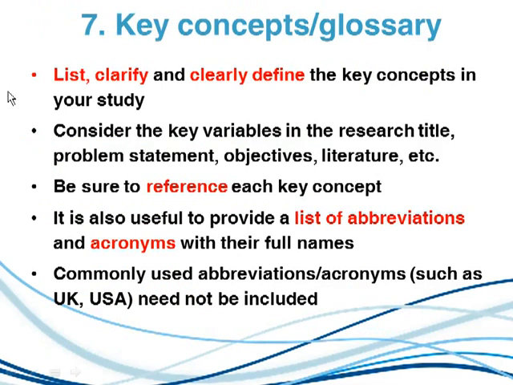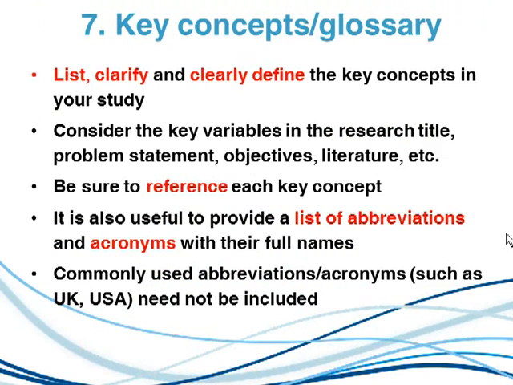Then you have another section in your proposal called key concepts. So this is a list of basically key concepts in your research. Consider the different key variables in your research title. Be sure to reference each key concept. It's used to provide also a list of abbreviations and acronyms, but commonly used abbreviations you don't have to do, like UK and US. You don't even need to abbreviate that. It's standard, people know, so don't put that in your list. So that's just a list of all your key concepts and definitions.